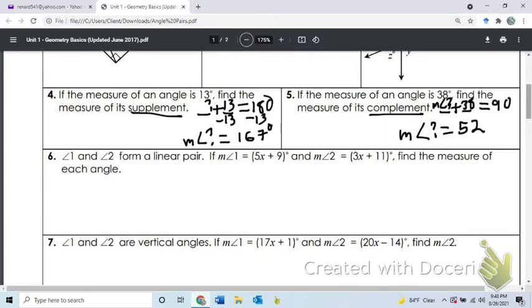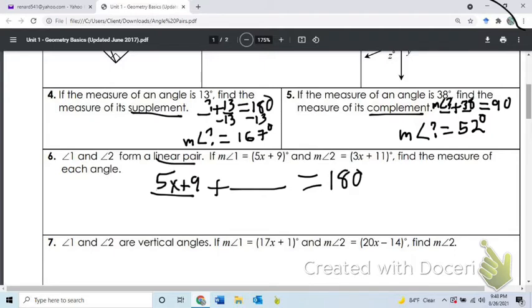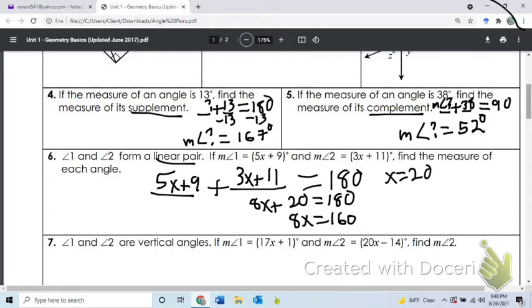Number six, they form a linear pair. Linear pairs are supplementary. So we know that the measure of angle 1 plus the measure of angle 2 equals 180. So 5x plus 9 plus 3x plus 11 equals 180. Combine like terms. Subtract 20 from both sides. And we get x equals 20.